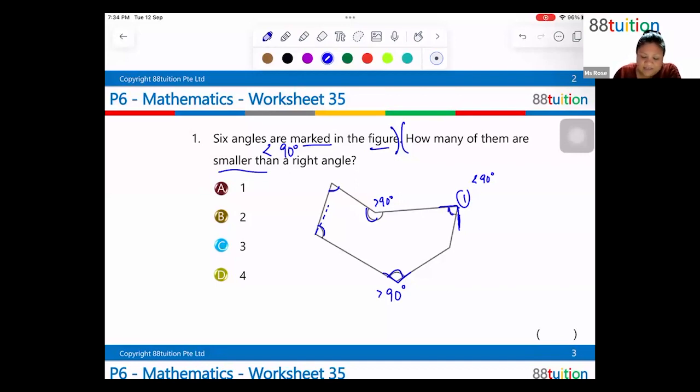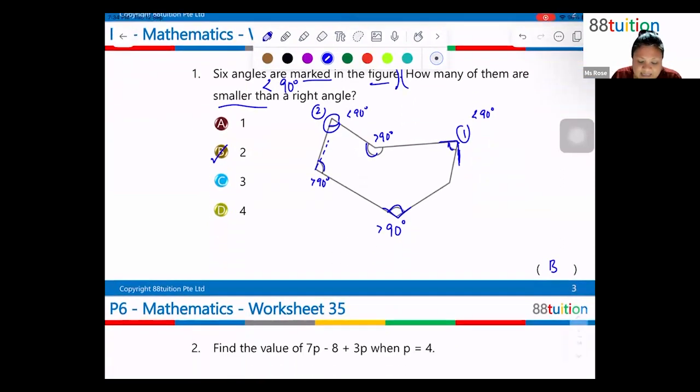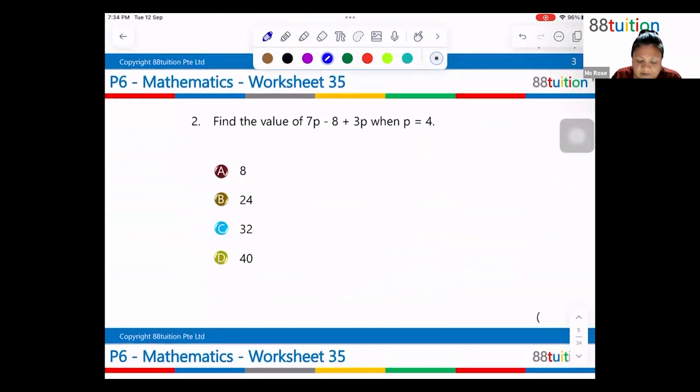So this is less than 90 degrees and this is more than 90 degrees. So there are 2 angles which are less than 90 degrees or right angle. Now for question 2, you have algebra.